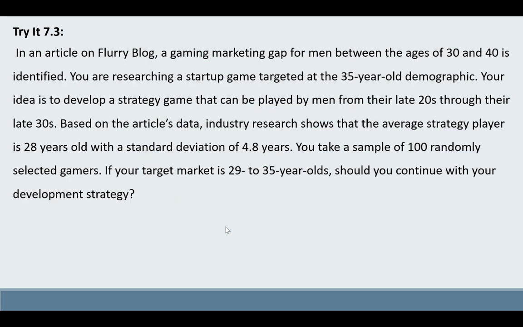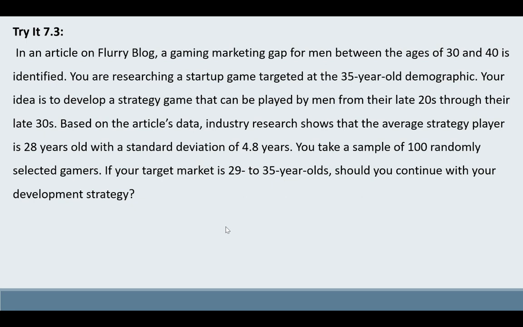Try it 7.3. In an article on the Flurry blog, a gaming marketing gap for men between the ages of 30 and 40 is identified. You are researching a startup game targeted at the 35-year-old demographic. Your idea is to develop a strategy game that can be played by men from their late 20s through their late 30s. Based on the article's data, industry research shows that the average strategy player is 28 years old with a standard deviation of 4.8 years. You take a sample of 100 randomly selected gamers. If your target market is 29 to 35-year-olds, should you continue with your development strategy?